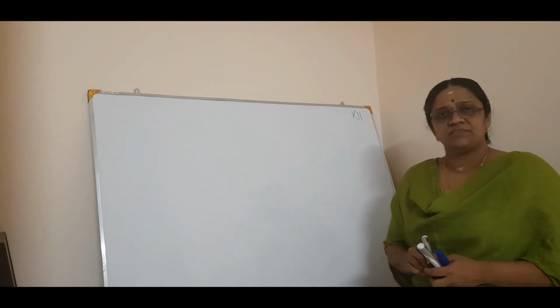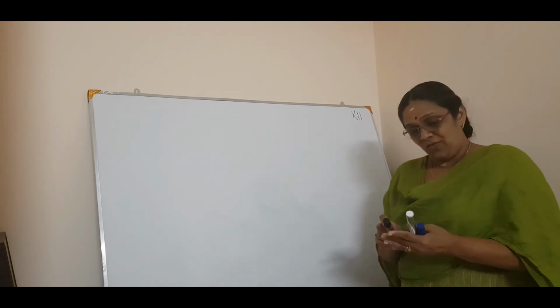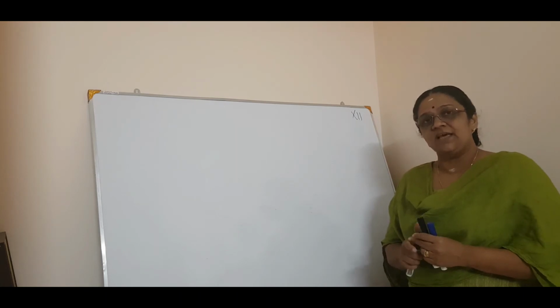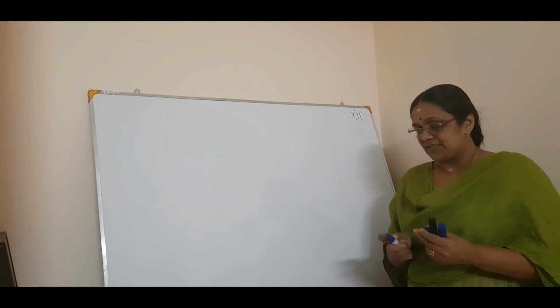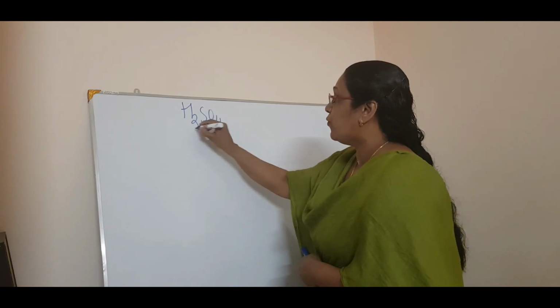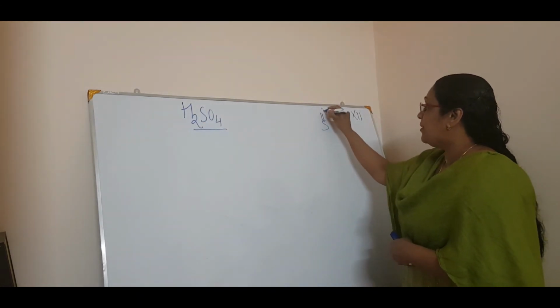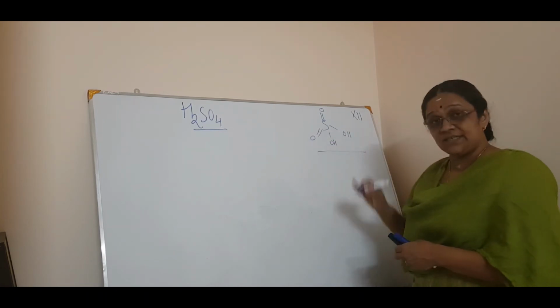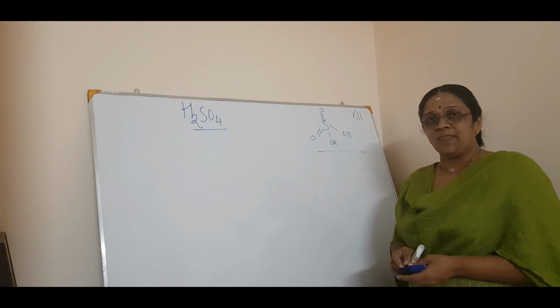That's all. Now the last portion of this group 16 element is sulfuric acid. The last one is sulfuric acid, that is H2SO4. And how will you draw it? That is double bond O, OH, OH. Very simple, isn't it? It is sulfuric acid.